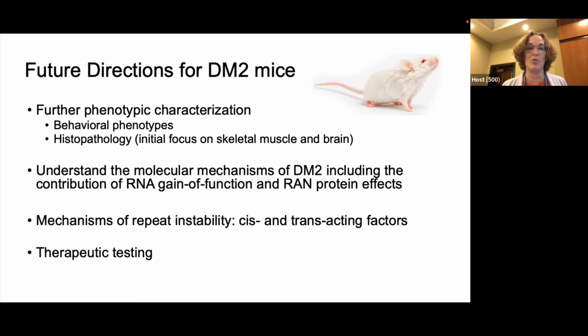So is DM2 driven primarily by an RNA gain of function mechanism? Is it driven by RAN proteins? Is it driven by a combination of the two of them? With this model, we'll be able to tease that apart. What's the role of the sense transcript? What's the role of the antisense transcript? If you target the sense transcript, do you elevate the antisense transcript, which is something I worry about with the ASO trials. We could also use this model to try to understand the repeat instability and identify cis and trans-acting factors, and whether they're similar to some of the cis and trans-acting factors that have been identified in Huntington's disease, and then for therapeutic testing.